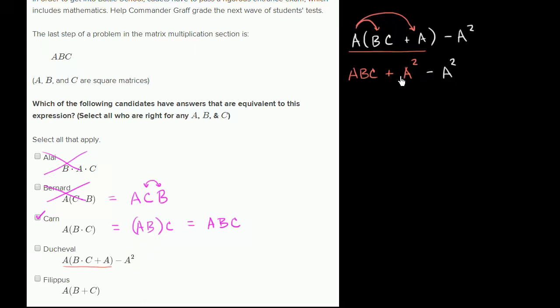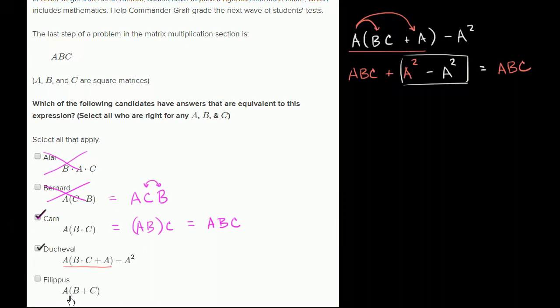They're going to end up being the zero matrix right over here, and if you take the zero matrix and add it to ABC, you're just going to end up with ABC. So this one was a little bit tricky. This one actually is equivalent. So this one is right, and this one is right.